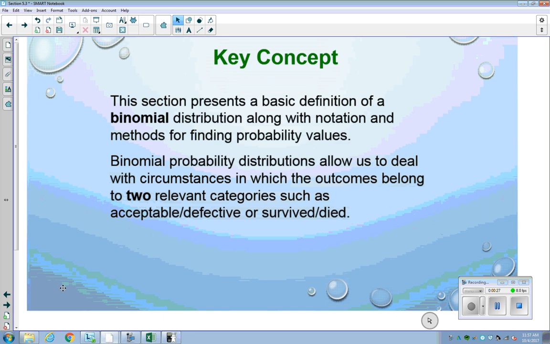only going to be dealing with situations that have two outcomes: acceptable, defective, survived, died, yes, no, success, failure. So there's only two outcomes, binomial. The last was probability distribution, right? This is binomial, bi meaning two possible outcomes, okay?